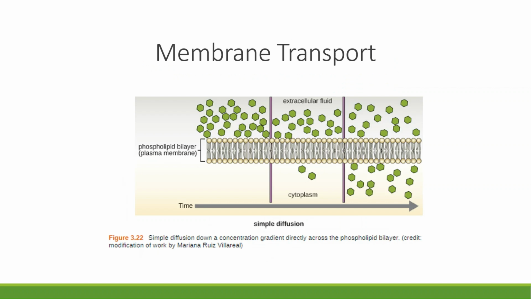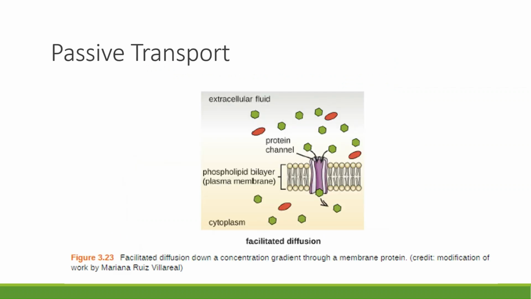And if you can remember why a net amount of molecules may pass through a membrane, that's because there's a higher concentration on one side versus the other. And those molecules want to move to the other side to balance out the concentration on both sides. That's called homeostasis. So that is simple diffusion.